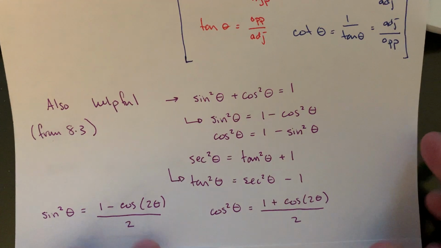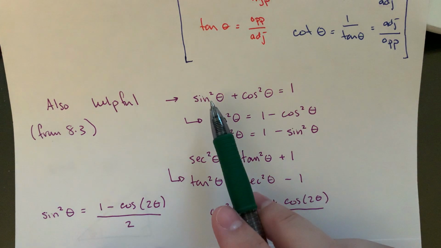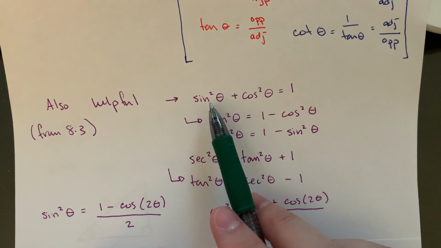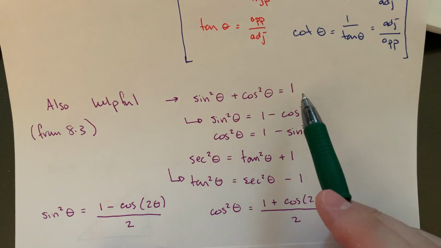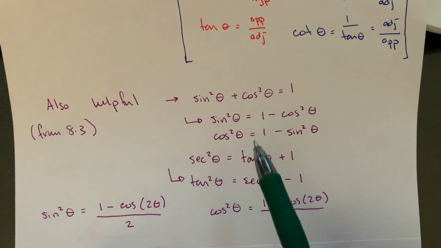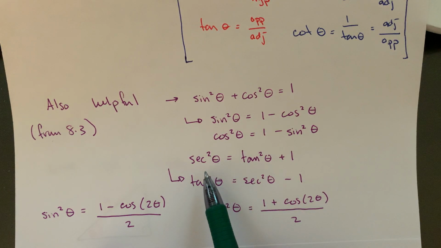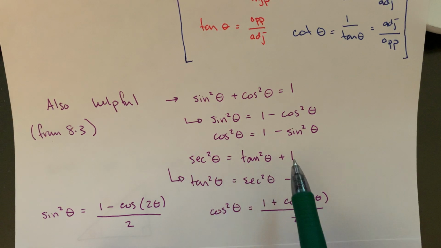There's versions of this also for secant and tangent. Essentially, if you take this and you divide everything by cosine squared, what happens is you get on here, 1 over cosine squared would be secant squared. Sine over cosine is tangent. Cosine over cosine is 1. So you get a version of this with secant squared equal to tangent squared plus 1.